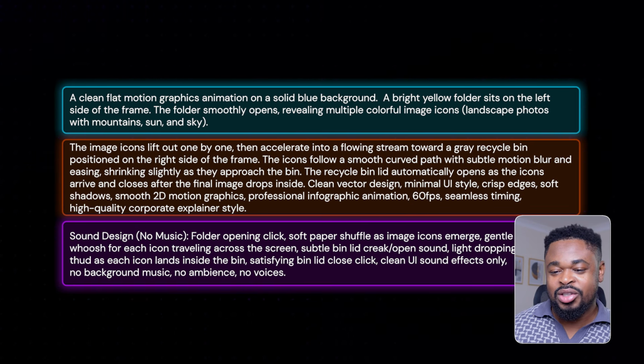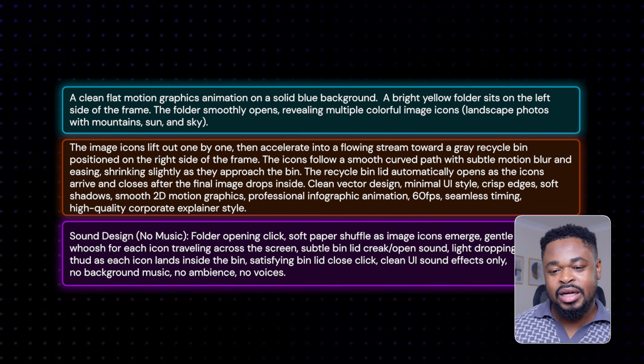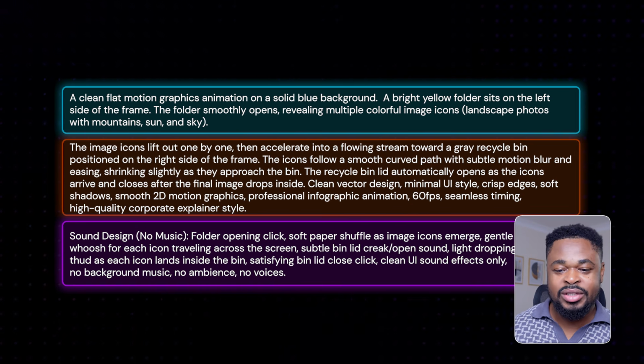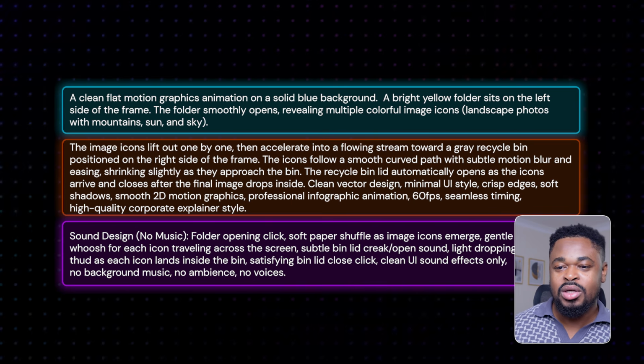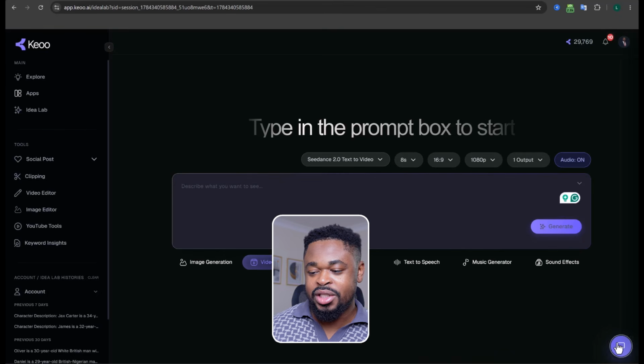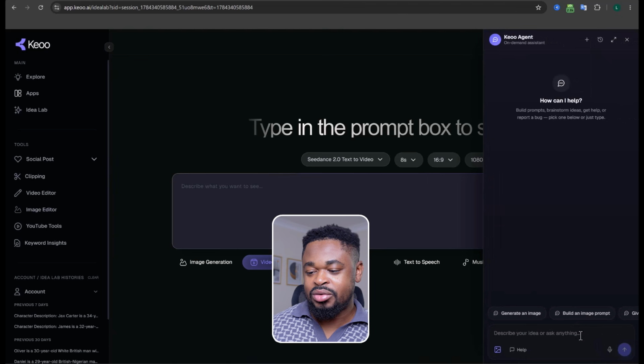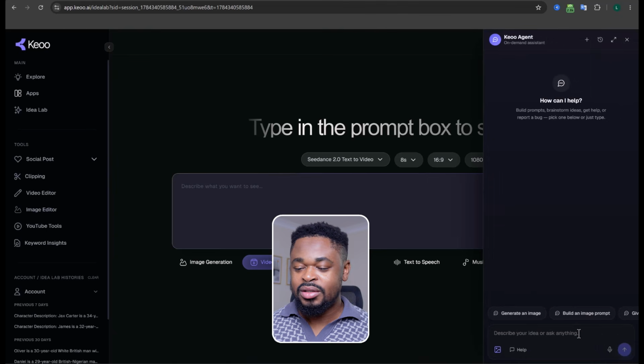Now I did not just write all this. I used our chat agent in Keoo AI to help me come up with this prompt. So what you're going to do, you're just going to click on the chat agent here, and then you tell it what you want it to do. You can say, write a prompt for a motion design where a document moves up. So you describe the idea that you want and just tell it to write a motion graphics design prompt, and then it's going to do it right here in the chat.